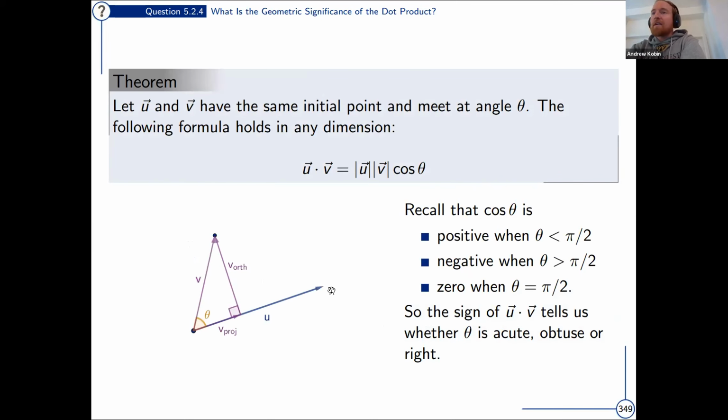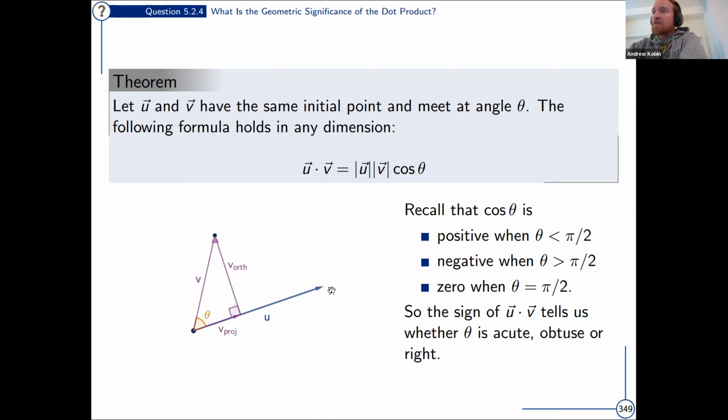So here's the grand master theorem that governs all angles between vectors and thereby describes directions of vectors, at least so far in 2 dimensions. So I'll state it as a theorem. If u and v are two vectors with the same initial point so that they meet at some angle theta, then the following formula holds. And in fact, the theorem says this holds in any dimension.